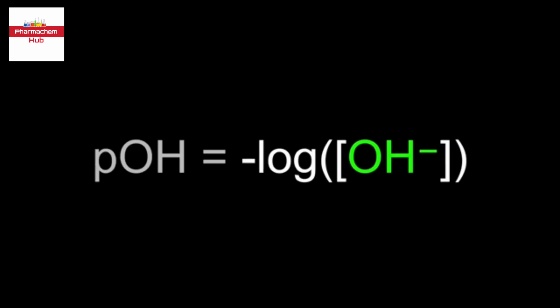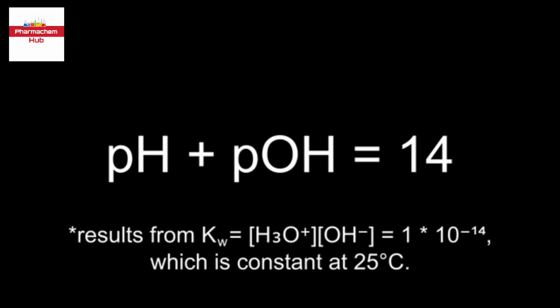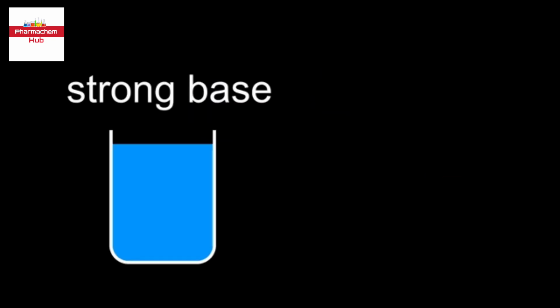You can do the same thing with hydroxide ions and you will get the pOH, which keeps track of basicity. Fun fact, the pH and pOH will always add up to 14 because they counteract each other, so by knowing one, you know both.